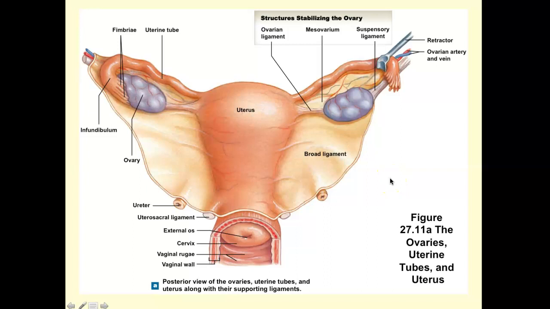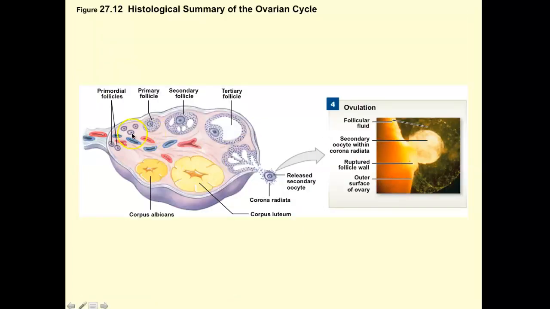All right, so internally, let's look at the internal structures. The outer portion is going to be called the cortex of the ovary. The inner portion is called the medulla. The cortex is what develops the oocytes and eventually matures the ovum. There are stages that we're going to go through in the maturation process of the oocytes to the mature ovum.